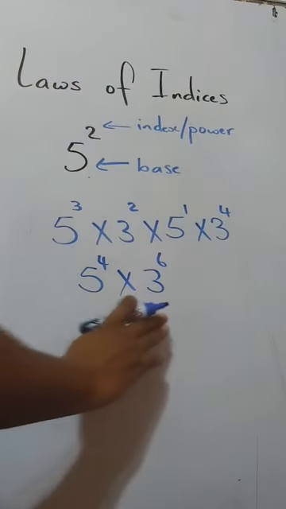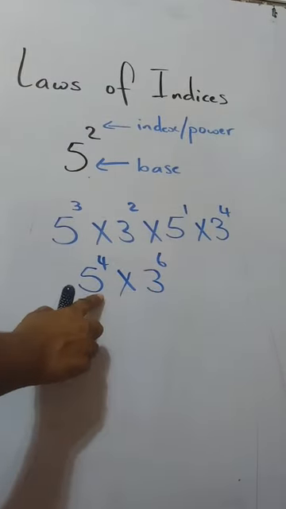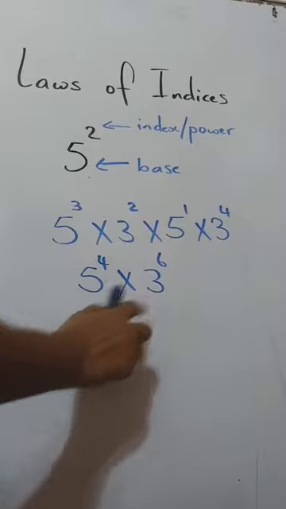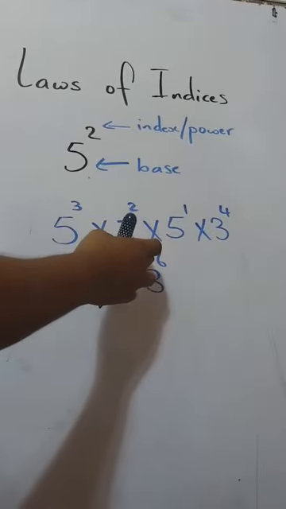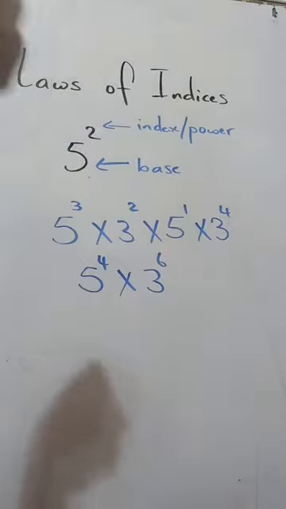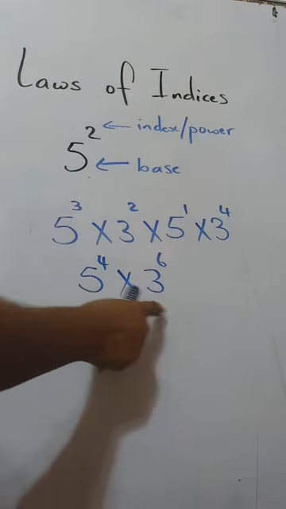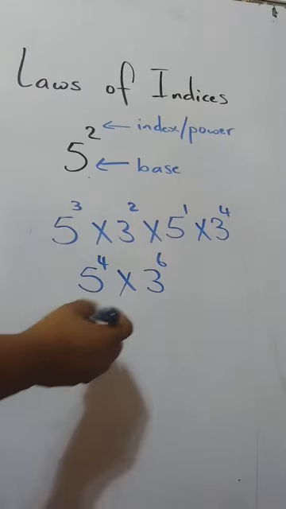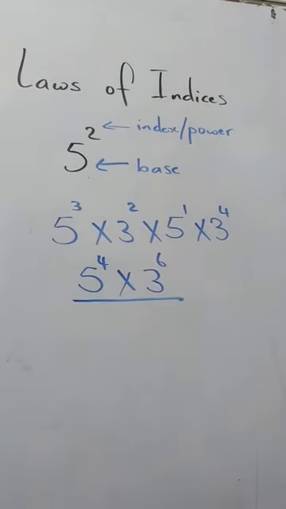This now can't be further condensed, because these bases are not the same. So because of the fact that laws of the index tells us how many times the base was multiplying itself, since these bases are not the same, I can therefore stop right there.